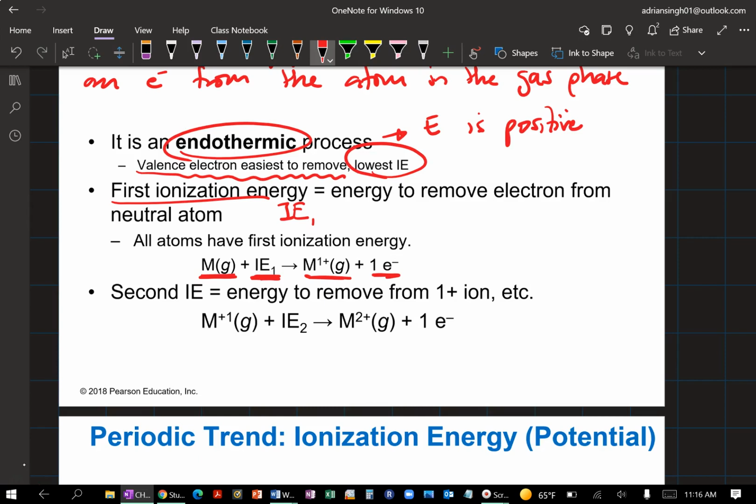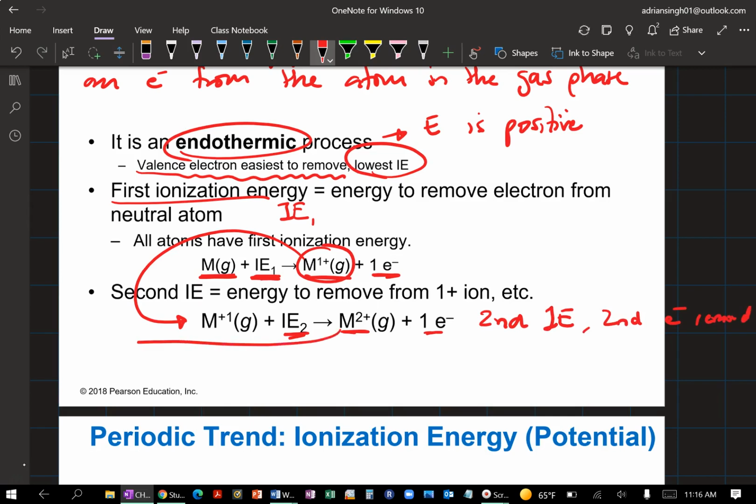If we take that resulting ion and we remove a second electron from it, then we would need to provide the second ionization energy to get rid of that second electron. We end up with M with a 2+ charge, right? So this would be the second ionization energy, or IE2, as the second electron is removed here. And we can continue doing that over and over again.